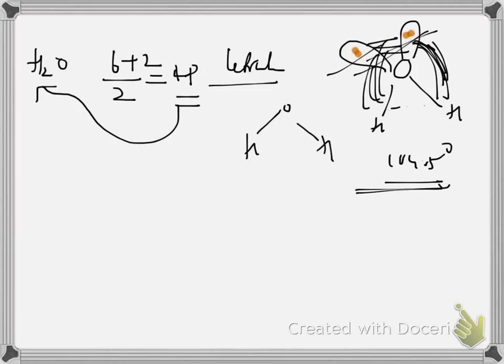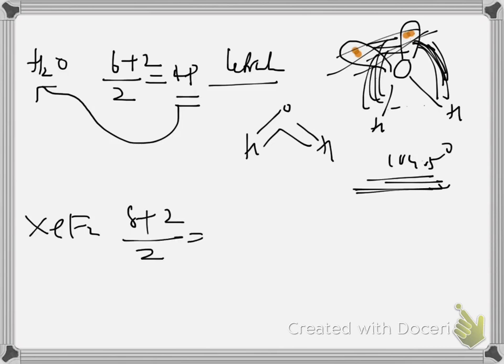Without considering the lone pairs, you have this one. This structure is also known as bend shape or V shape or angular shape with an angle of 104.5 degrees. Another example is XeF2. Xenon belongs to the 18th group, so valence electrons is 8 plus 2 more electrons from fluorine, and pairs is 5. 5 pairs.